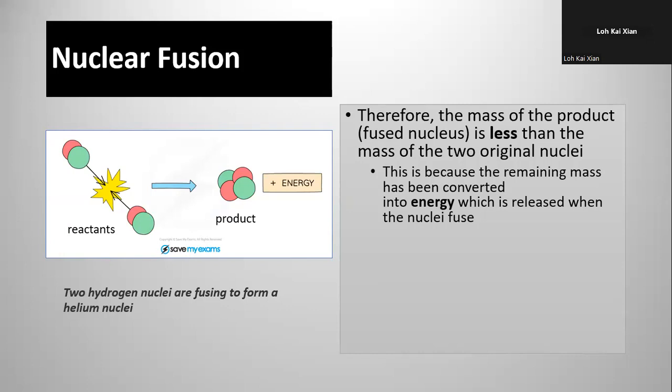Therefore, the mass of the product is less than the mass of the two original nuclei. Anything else? You're not clear?